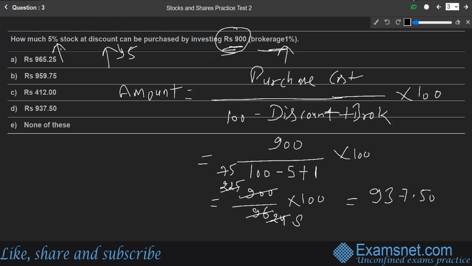So let us see where it is available. The amount value is coming as 937.50, which is available clearly in option number D. So that becomes the right answer.